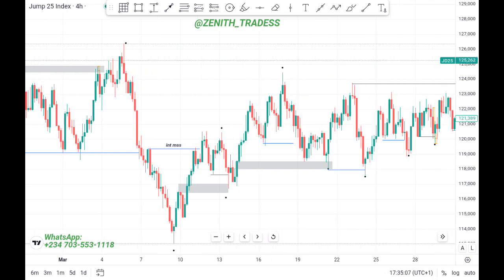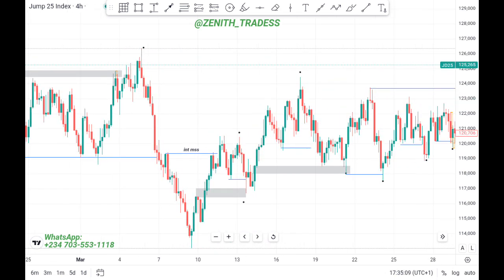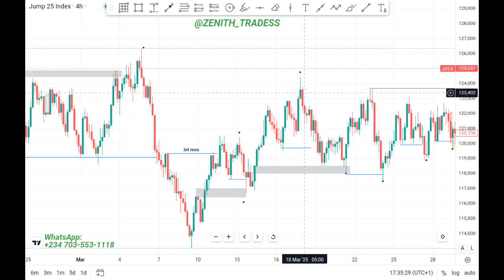So here, this place, is a minor structure. As price retraces, there's no liquidity sweep, so this is an inducement. Now it breaks structure, breaks the previous high. This high too is a minor high because there was no liquidity sweep coming down until it created this major high.